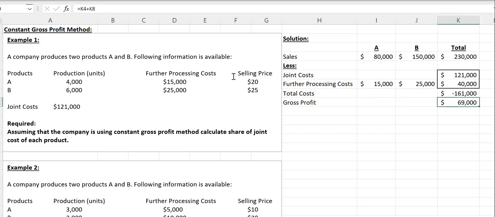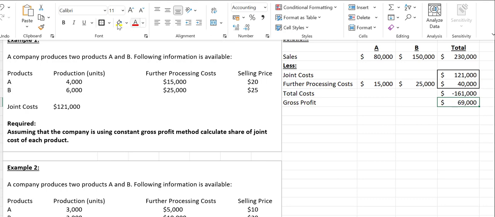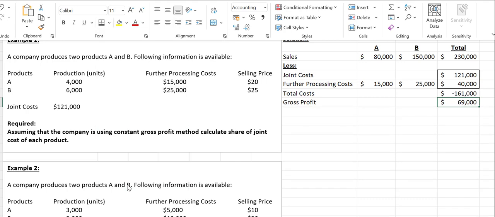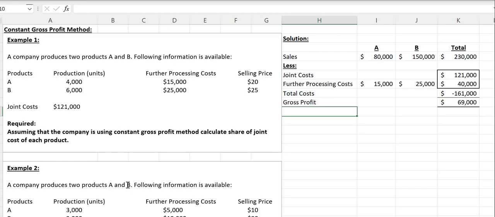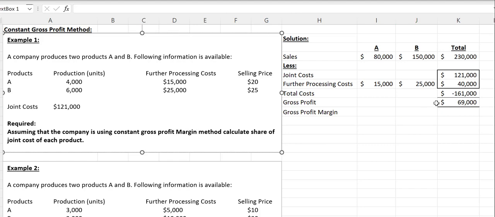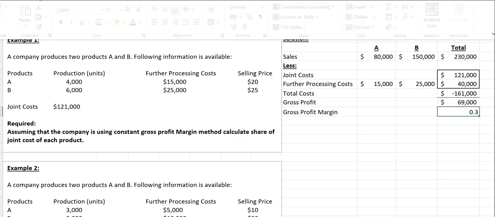So the overall gross profit of the company will be 69,000. And if we just calculate gross profit margin, it's basically that this method is the constant gross profit margin. So let us calculate the gross profit margin. 69,000 is the gross profit, and the total sales revenue is 230,000. So we have to divide gross profit by the sales revenue to find out what's the gross profit margin in percentage terms.